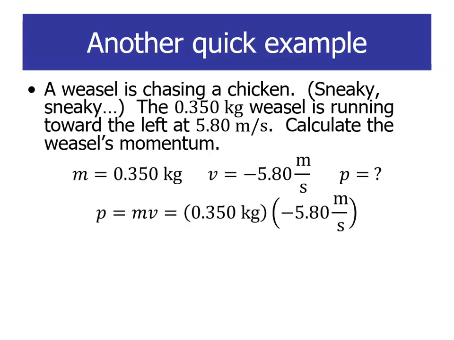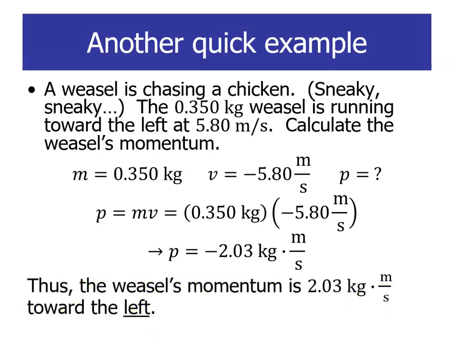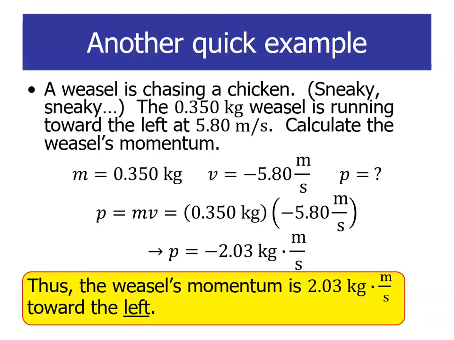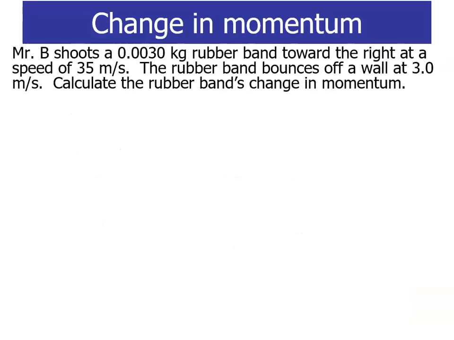Plug in our formula, P equals mv, plug in our givens with units, and then we get our answer with units of negative 2.03 kilogram meters per second. So we would say the weasel's momentum is 2.03 kilogram meters per second toward the left. So again, that direction is very important.